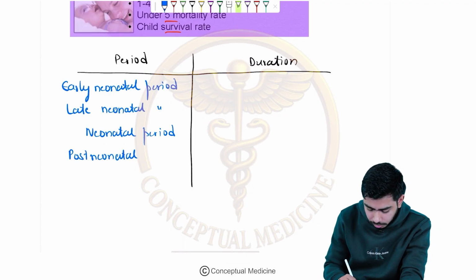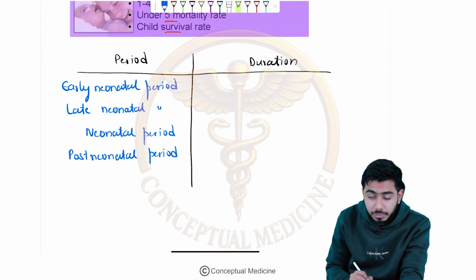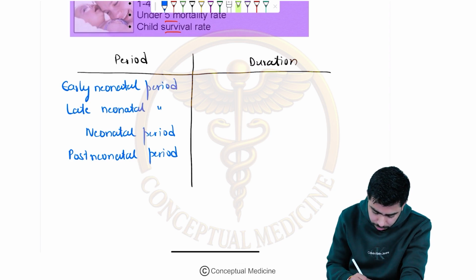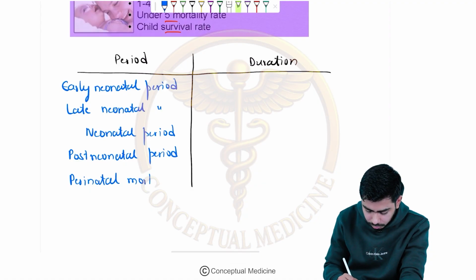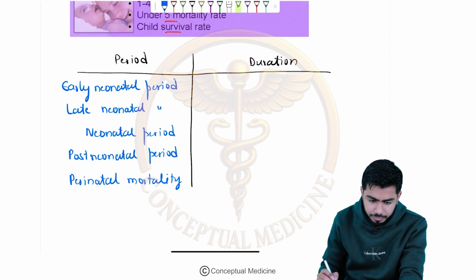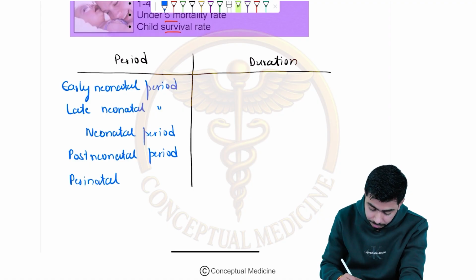Post-neonatal period, right? Then what about the stillbirth? The perinatal mortality rate, right? The post-neonatal and the perinatal mortality. Perinatal period, I can say, not the mortality. Perinatal period.